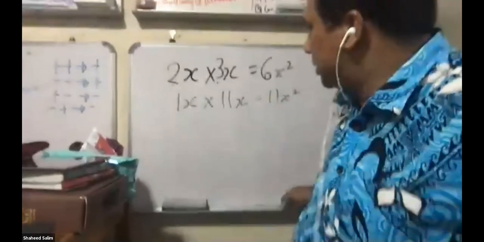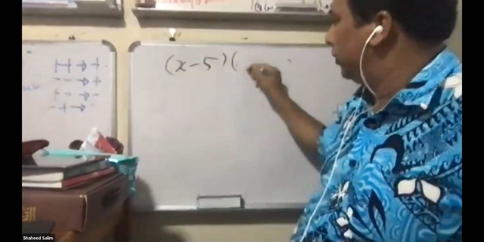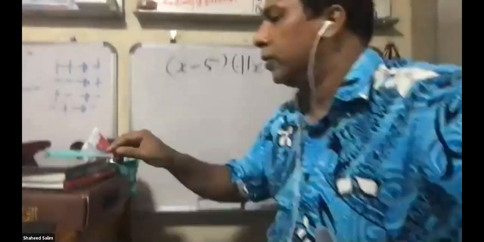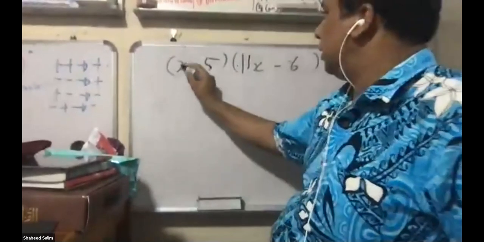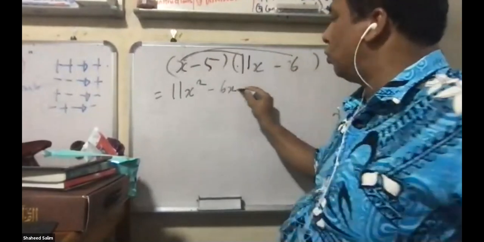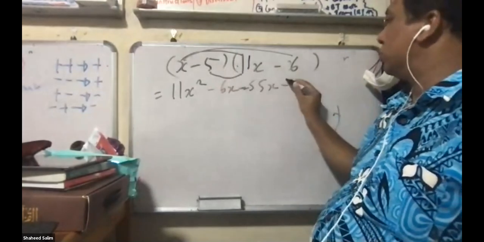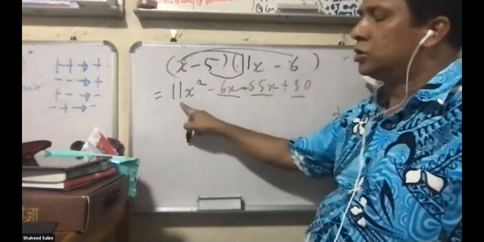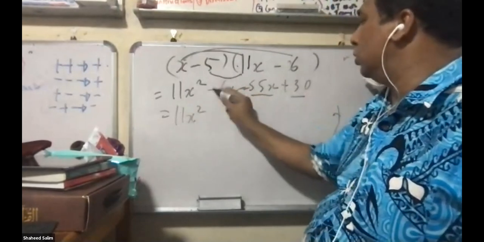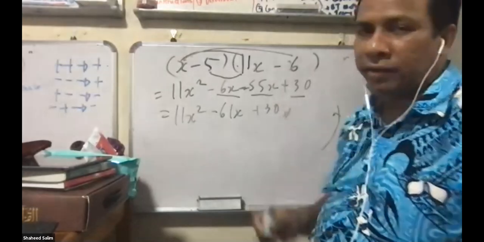Okay, yeah. So for the question itself, we just run through. What is there? X minus 5, 11x minus 6. First one, x times 11x, 11x squared, as demonstrated just now. Then x times 6, minus 6x, as we have written. 5 times 11, 55x, but there's a minus here. Then this one becomes plus 30. So this is the same. This one is different. So 11x squared, down here you owe 6, you owe 55, therefore you owe 61, plus 30. You're all right? Okay, good.